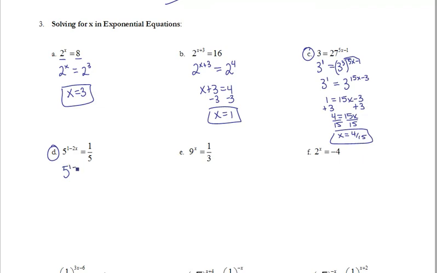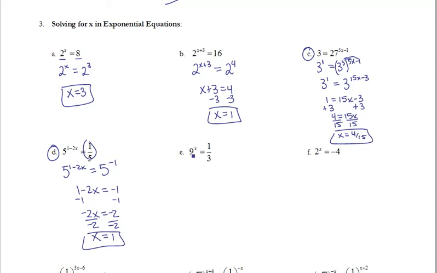We have 5 to the 1 minus 2x. And 1/5, how do I get that to be 5? It's 5 to the negative 1. So then 1 minus 2x is equal to negative 1. Subtract the 1. We get negative 2. X equals. You see that?